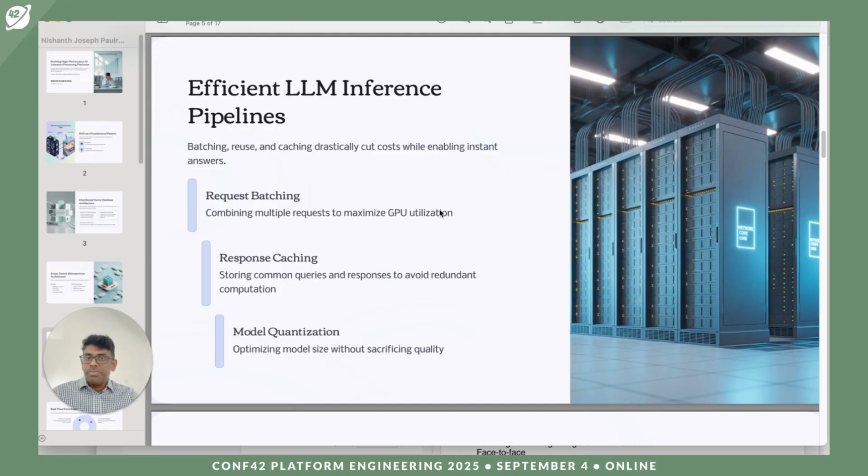If it is needed and if it is efficient, we need to combine multiple requests to maximize GPU utilization. Response caching means storing common queries and responses to avoid the same computations being done repeatedly. Model quantization, optimizing model size without sacrificing quality.